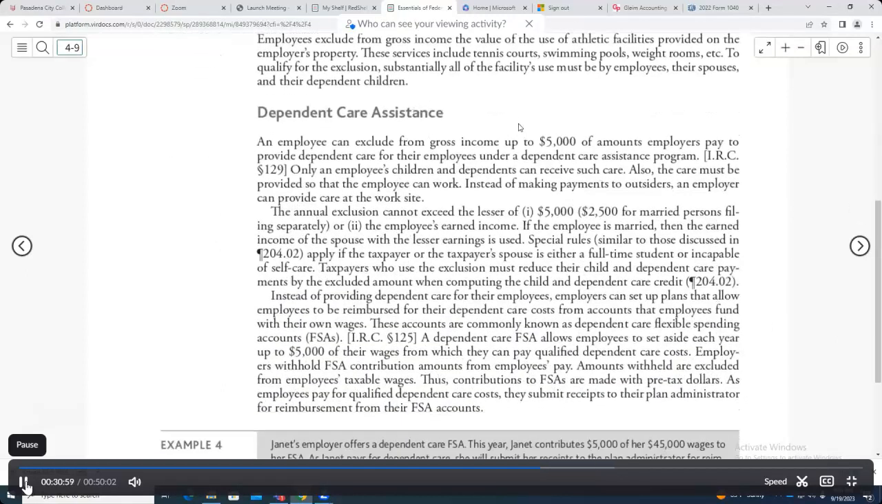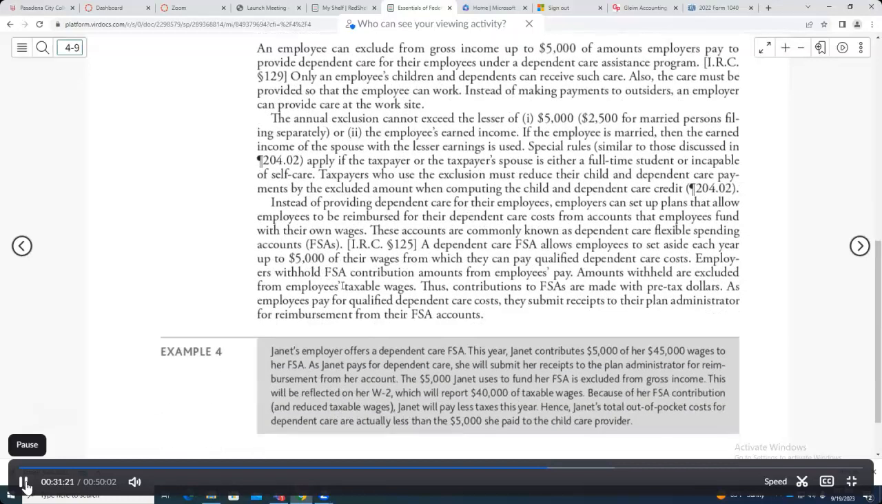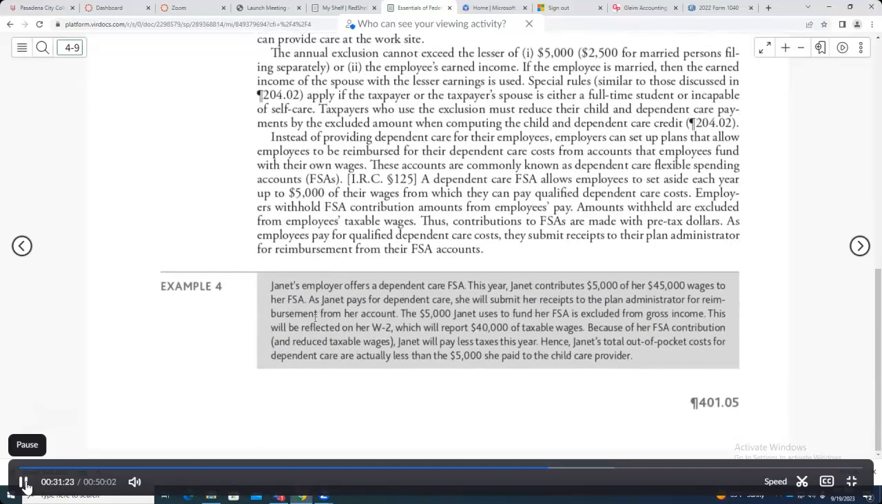Dependent care assistance is up to $8,000. And again, it has to be offered to everyone in the company. Let's look at an example so it's easier.